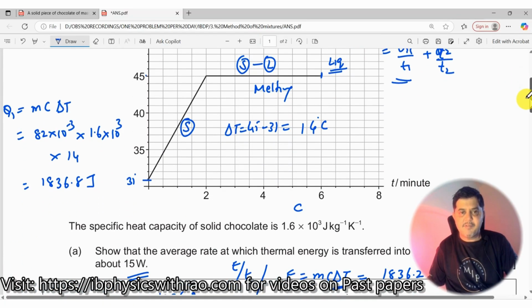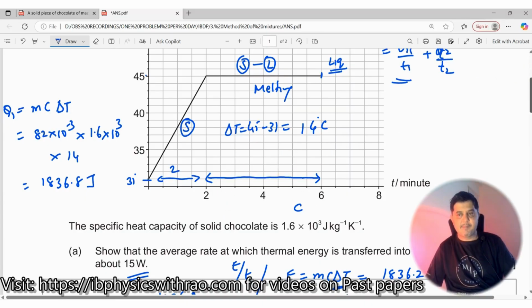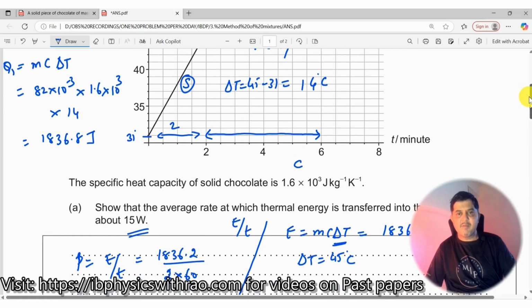Since it is kept on the same heater, the energy by time taken either for this region or for this region is one and the same. But here more energy is supplied, and here less energy is supplied. Why? Because the time taken here is 4 minutes, and here it is only 2 minutes. So definitely here more energy is being supplied. So we will calculate what the energy is there.